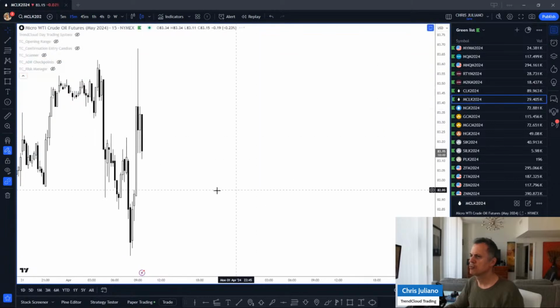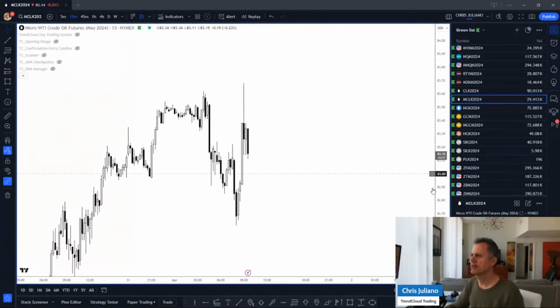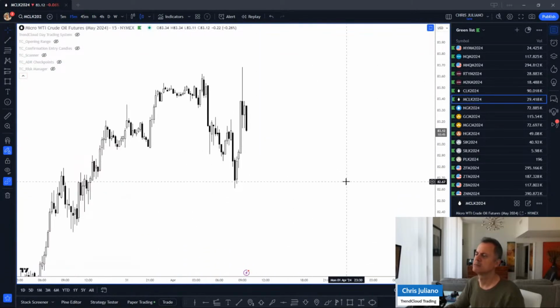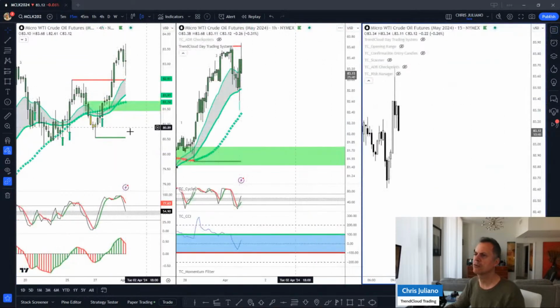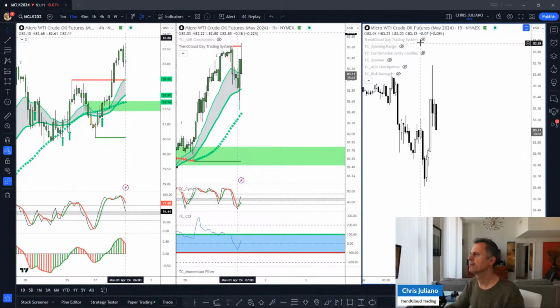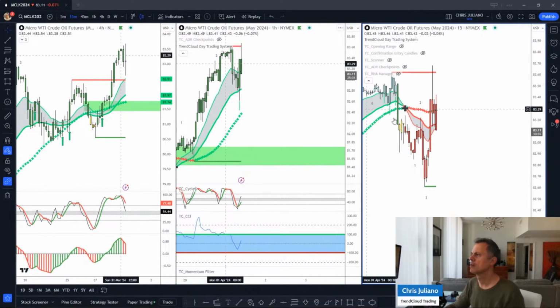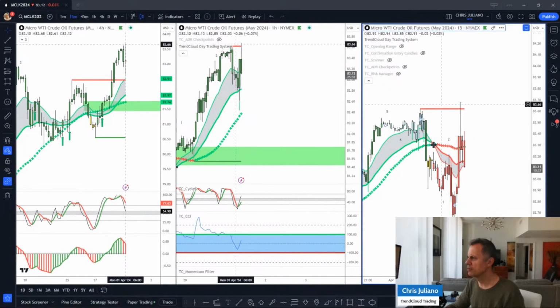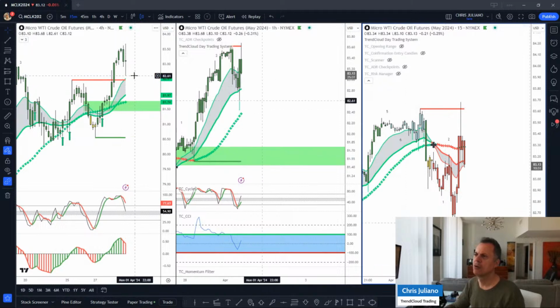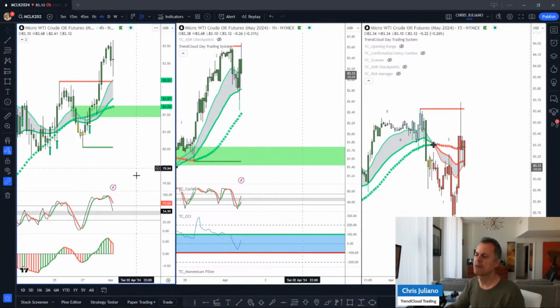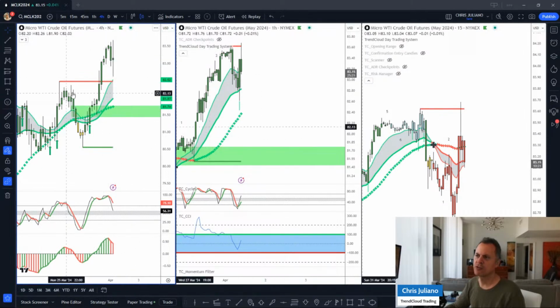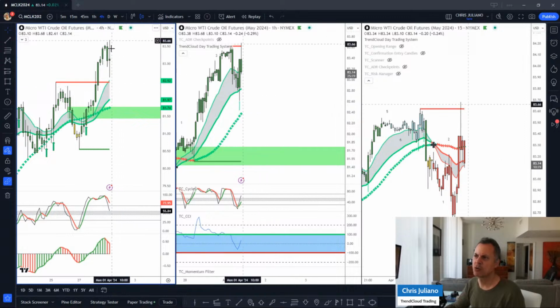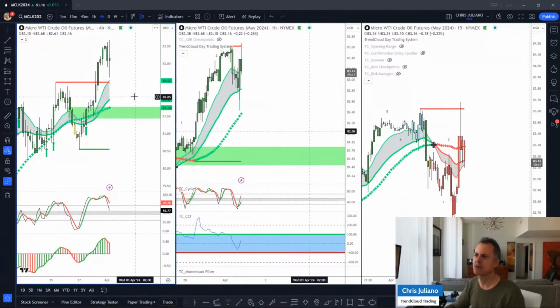Let's check out crude oil. Oh my goodness, what the heck is that? Let's take a look at crude oil here. Okay. Crude oil double topped here. Okay, so here's the 4-hour chart. We're cycling down. Momentum is down. But we're still in an uptrend, and that's why we're getting a little bit of confusion here, right?